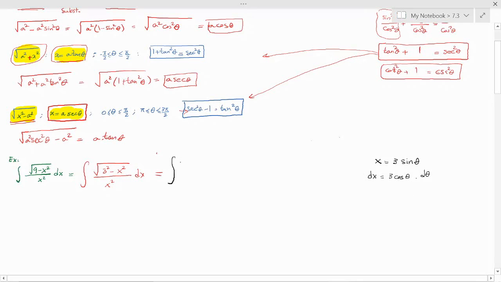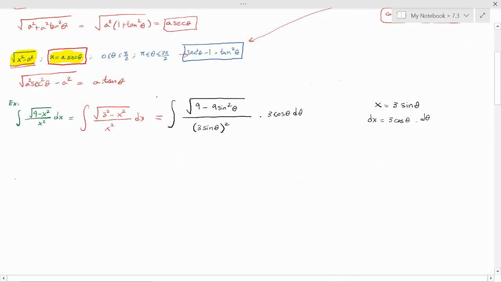So if we rewrite this integral, what we get is square root of 9 minus, instead of x, replace 3 sine theta. What we get is 9 sine squared, we have to square it, and divide by, again, x is given 3 sine theta. So I can replace x here and say this is 3 sine theta squared, and multiply by dx, which is 3 cosine theta d theta. So here, what do we get? We end up with the integral.